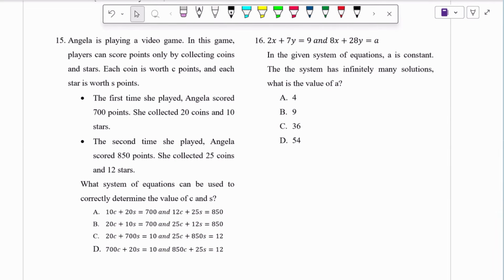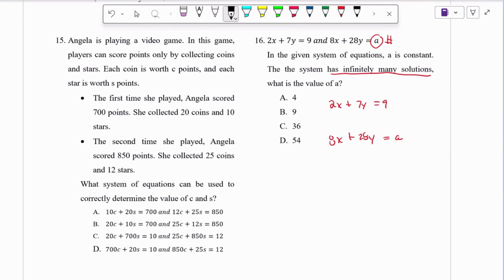Problem 16, one of my favorite ones in this packet. In the given system of equations, a is a constant. That means a constant a here has to be a number. The system has infinitely many solutions. What that means is everything has to cancel out, or instead, if you're not familiar with that method, both equations have to be exactly the same. So if I take a look here, I have 2x plus 7y equals 9, and then I have 8x plus 28y equals a. So here's the deal.